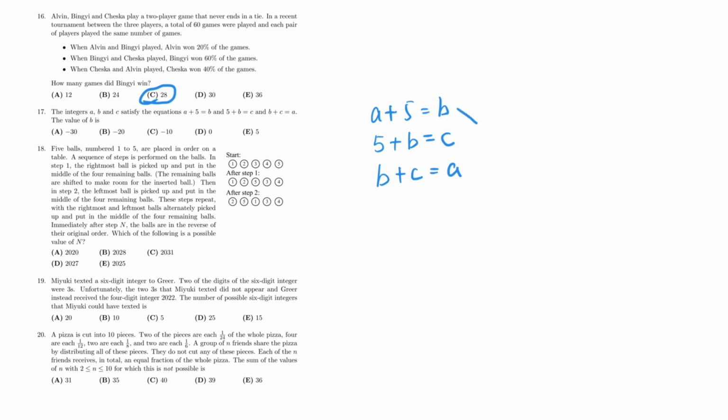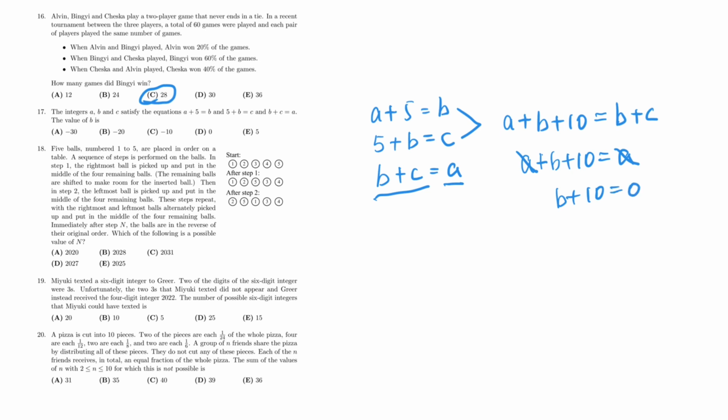If we add the first two equations together, that will be a plus b plus 10 equals b plus c. Since b plus c equals a, we write a plus b plus 10 equals a. So cancel a: b plus 10 equals 0. B is negative 10. So the answer is C.